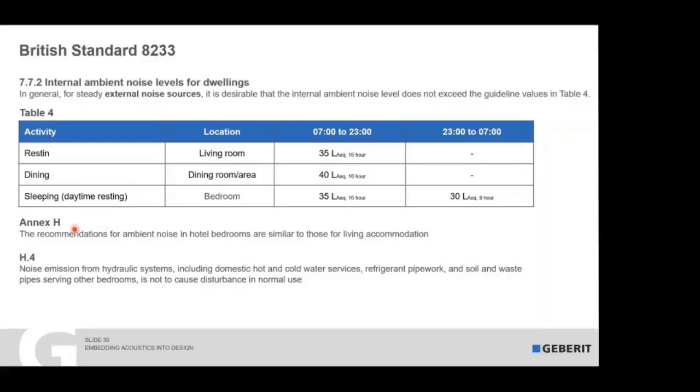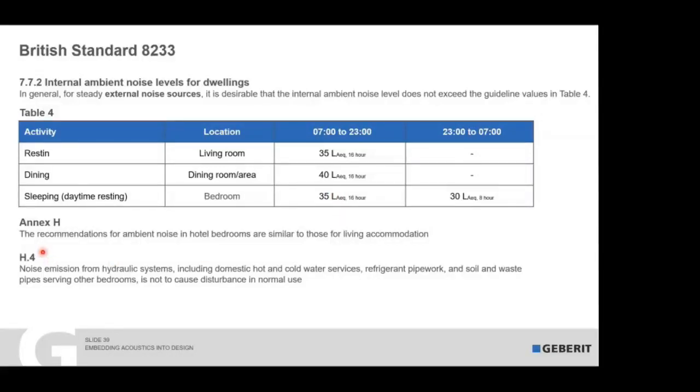What do they write in Annex H? The recommendation for ambient noise in hotel bedrooms are similar to those for living accommodation. So what does similar mean? That's not very detailed, and can of course lead to confusion if you build a hotel bedroom. Does it mean 30? Does it mean 33? So this is not clearly specified.